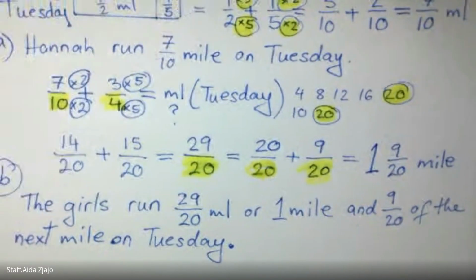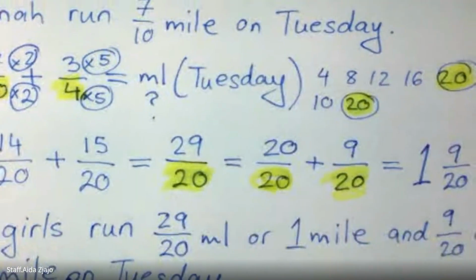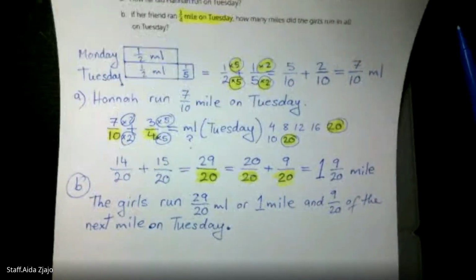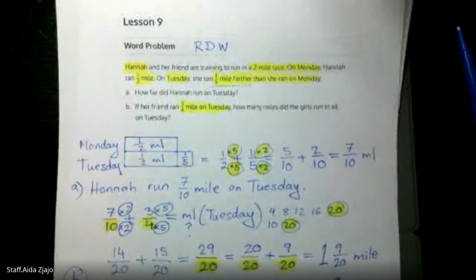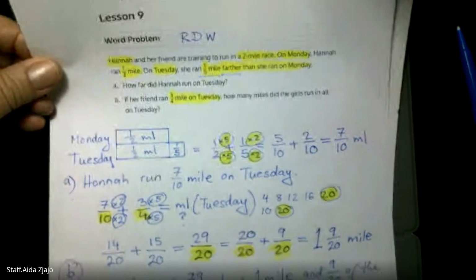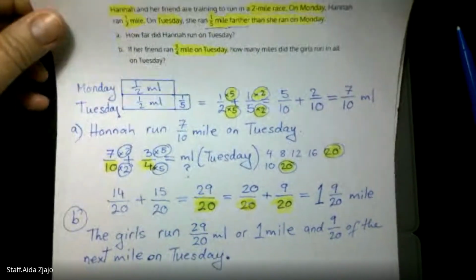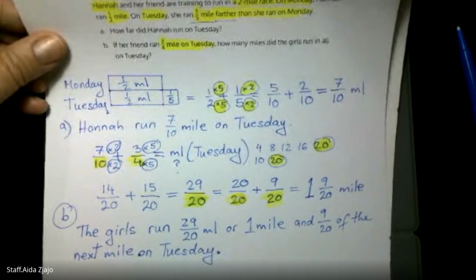Word problem. Okay, that was the whole lesson 9. Tape diagram and calculation, and that's it.